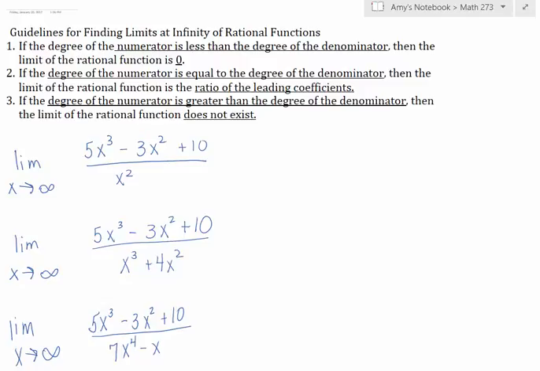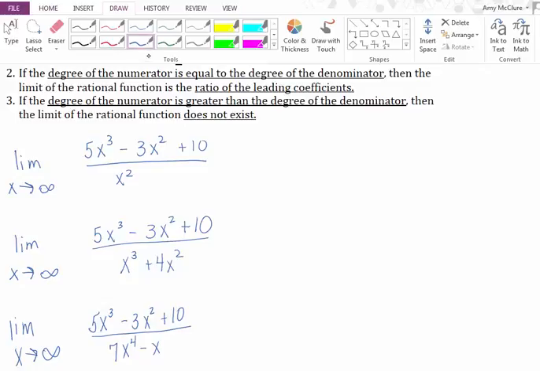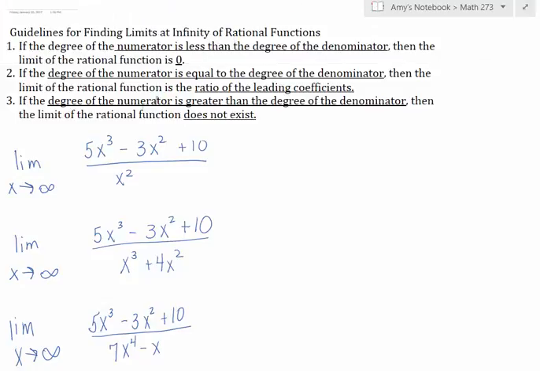If the degree of the numerator is equal to the degree of the denominator, then the limit of the rational function is the ratio of the leading coefficients. If the degree of the numerator is greater than the degree of the denominator, then that's when the limit does not exist. So if it's less than, it's 0, if it's equal, it's the ratio, and if it's greater, it does not exist. So now let's use our rules to find the answers to some examples.